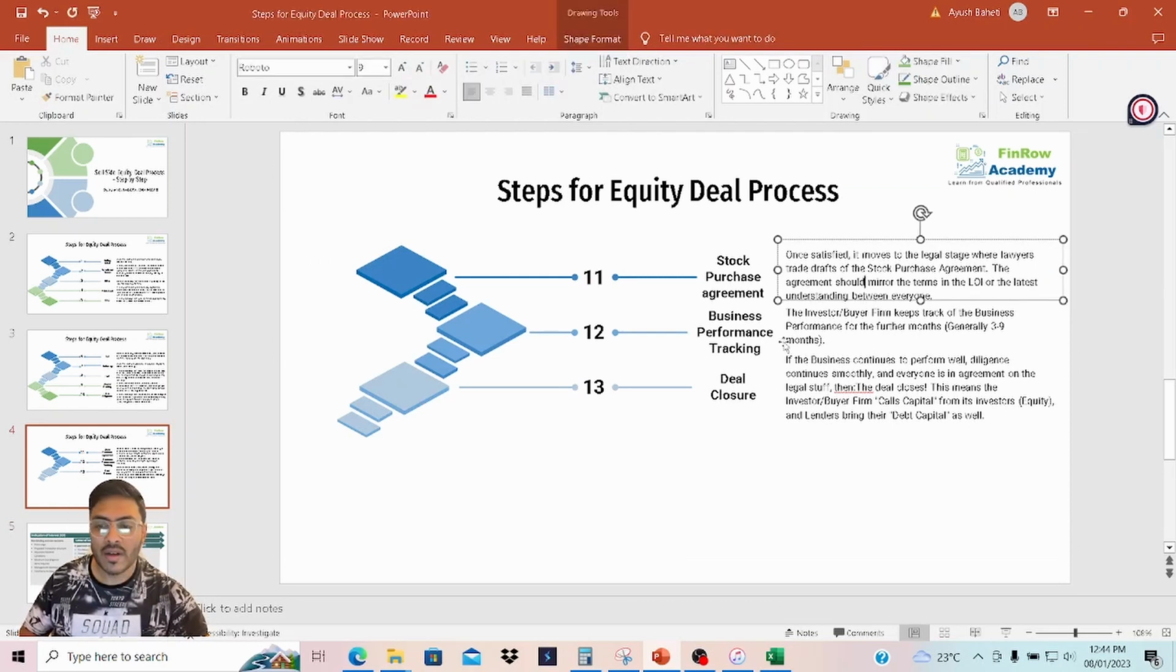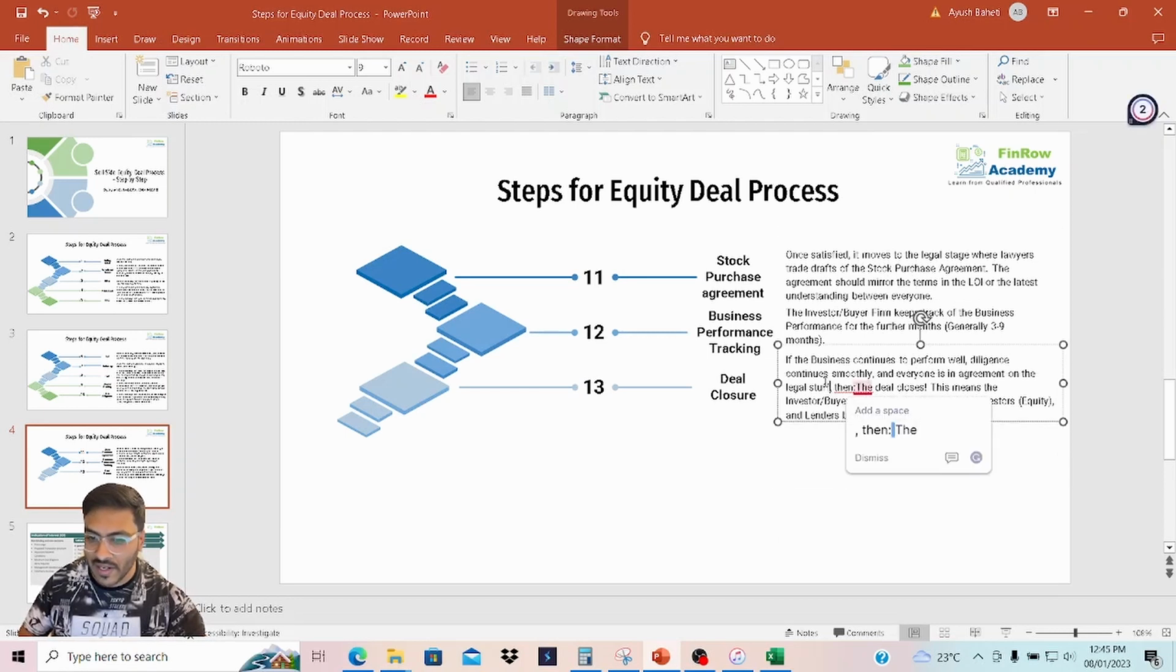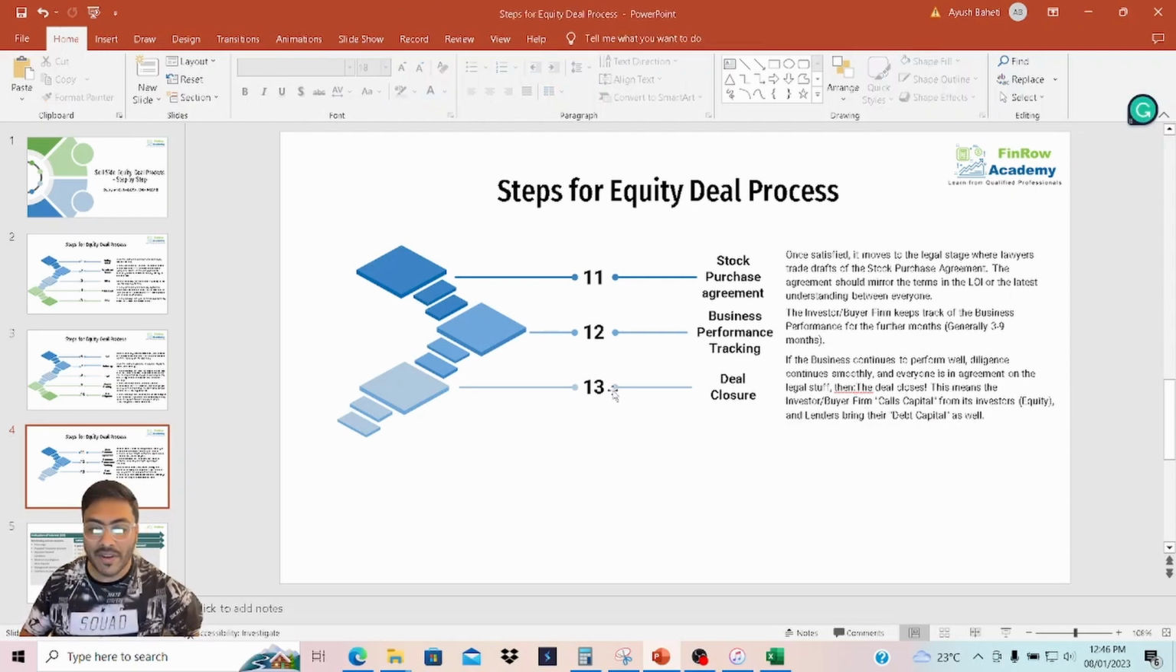After that, what the investor or buyer does is track the performance for 3 to 9 months, and if everything goes well, due diligence goes smoothly and the performance of the business is as per expectation, they finally close the deal and sign off the stock purchase agreement. So let's go through the slide. The investor firm keeps track of the business performance for further months, generally 3 to 9 months. If the business continues to perform well, diligence continues smoothly, and everyone is in agreement on the legal stuff, then the deal closes. All right, with the 13th step, we have concluded our journey of the equity deal process.